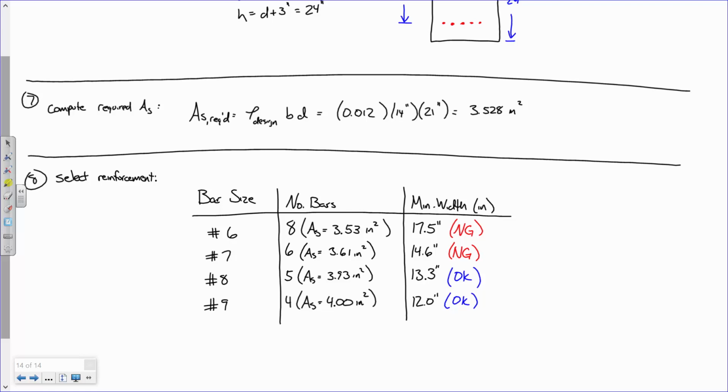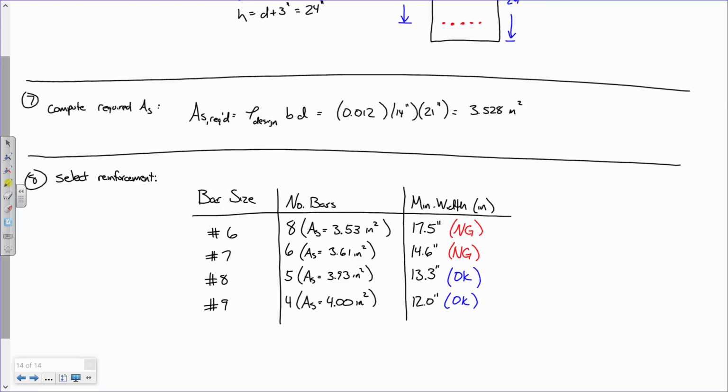What do you think, if you're buying steel by the pound, which is cheaper? There you go. Less area of steel. Now there is a little bit of a question: that's less pounds of steel, but this is more bars, and that's more labor. So that's a loaded discussion. For our purposes, we're just going to go with minimum area of steel.